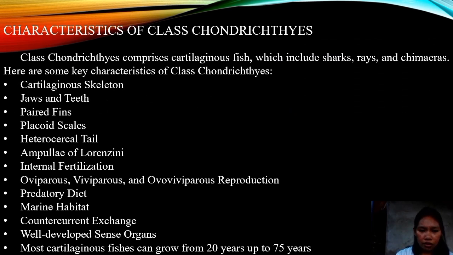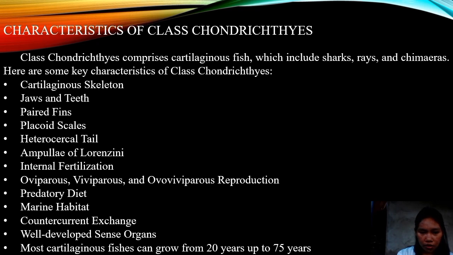Next is the class Chondrichthyes again, consisting of cartilaginous fish, which encompasses a diverse group including sharks, rays, and chimeras. One of the defining features of Chondrichthyes is their cartilaginous skeleton, which provides flexibility and lightweight buoyancy compared to bony fish with skeletal structures composed of bone.